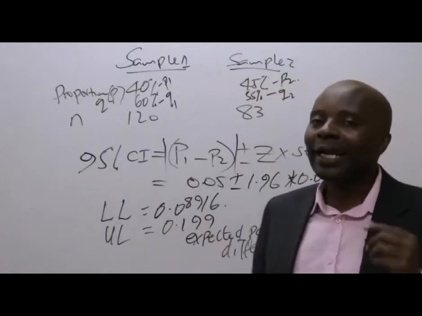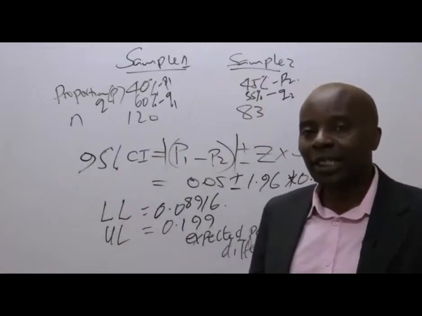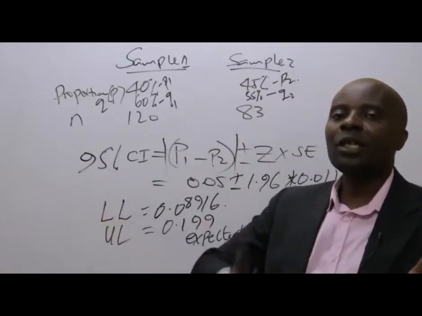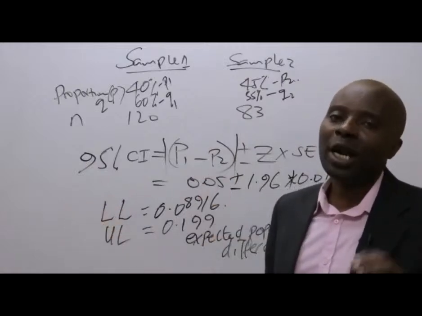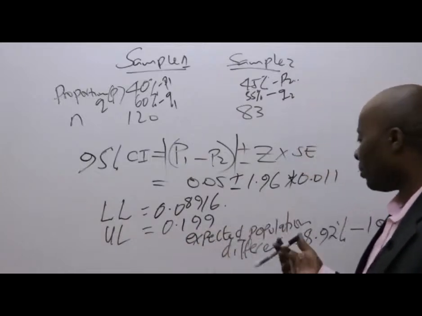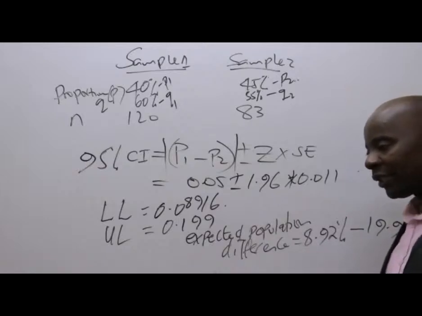you will see the ideal situation. We should be getting the lower limit being negative and the upper limit being positive, meaning that zero is in between. For now, just master it this way, that the difference, what we expect to be the population difference, will be falling in between there. For now, just master it that way.